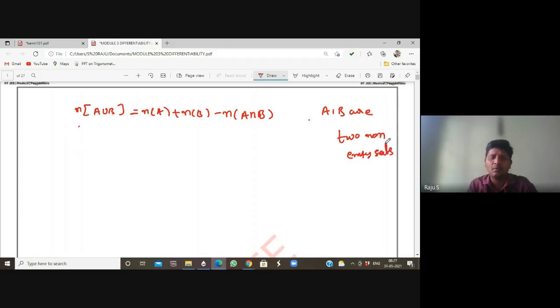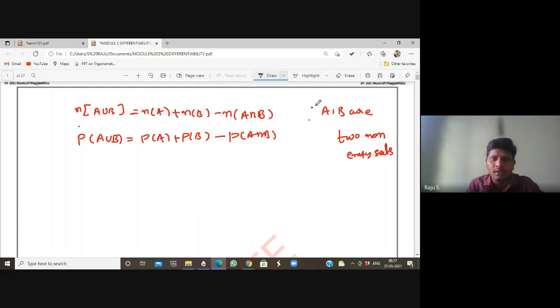Okay, I'll give many examples. So what is the advantage of this n of A union B? This is also called the addition theorem. The same formula we are going to use in probability also. In probability, this is called the addition theorem. So P of A union B, the probability of A union B, is equal to the probability of A plus the probability of B minus the probability of A intersection B. Is it clear? So n of A union B we can use in the sets concept, and it is very important.